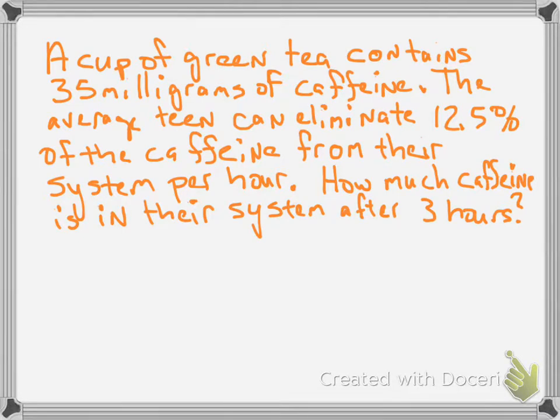A cup of green tea contains 35 milligrams of caffeine. The average teen can eliminate 12.5% of the caffeine from their system per hour. How much caffeine is in their system after 3 hours? So you're going to drink this tea. Notice the word eliminates. That means it's decay now. I'm going to get rid of it, so little a times 1 minus r raised to the t power.